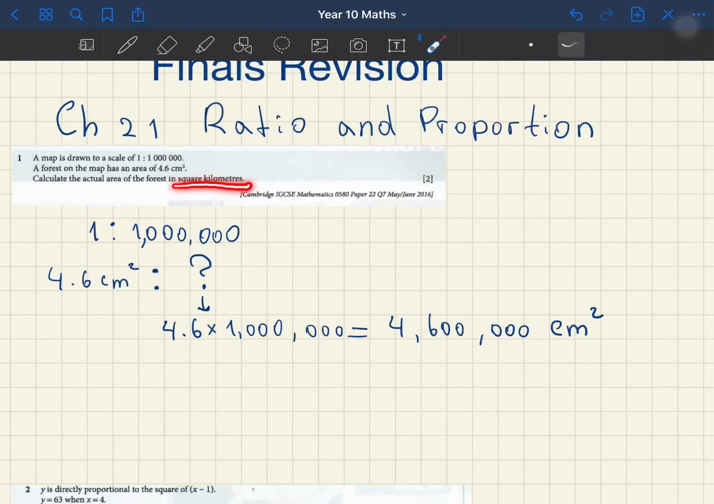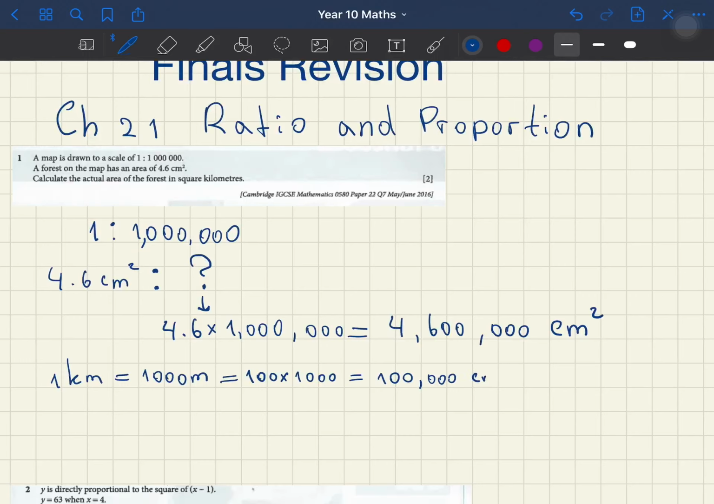So they ask us to answer in kilometers squared, and we have to figure out how many centimeters are in 1 kilometer. We can say 1 kilometer equals 1,000 meters, and 1 meter has 100 centimeters. So 1 kilometer is going to be 100 times 1,000, which equals 100,000 centimeters. But this is 1 kilometer. 1 kilometer squared equals 100,000 squared centimeters squared, right?